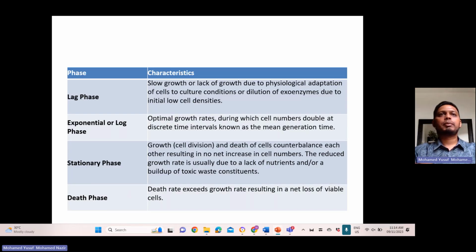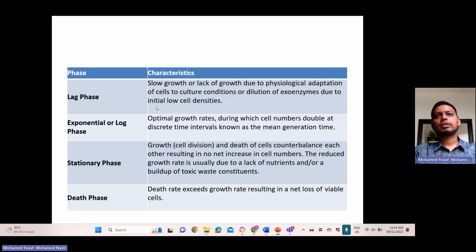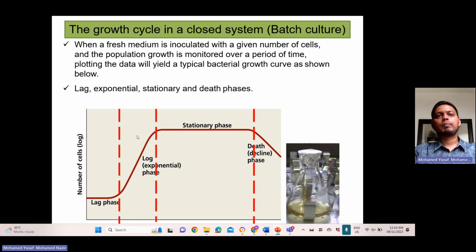Okay, this is the explanation for each phase. You may look into it later. So this is the importance of exponential growth. For each of the phases, normally during this log phase, the cell will produce mostly primary metabolites. Primary metabolites are the metabolites that are usually required for the production of new cells.